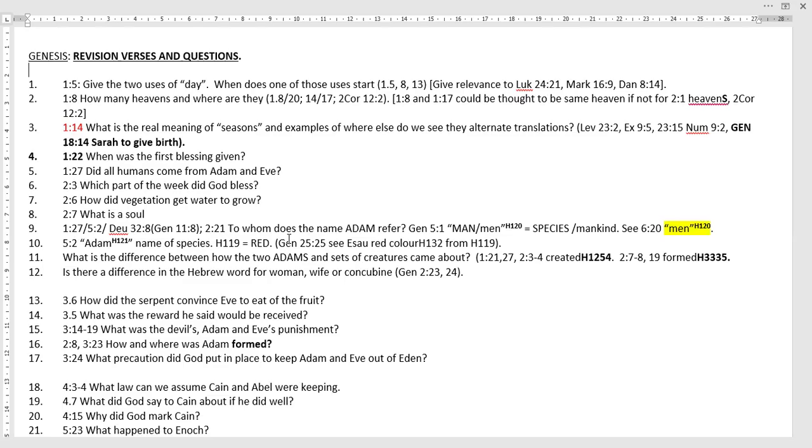Question number 2, how many heavens and where are they? There are 3 heavens. We see this in Genesis chapter 1, verse 8 and verse 20, which is one, the Bible calls them firmaments. It's the one where the birds fly, the atmosphere where airplanes fly. The second one you see in verses 14 to 17, where the planets are, the sun, the moon, and all the planets. Where spaceships go, but the airplanes can't go. And then the third heaven, Paul talks about in 2 Corinthians chapter 12, verse 2.